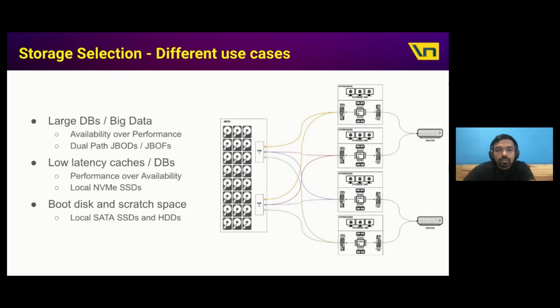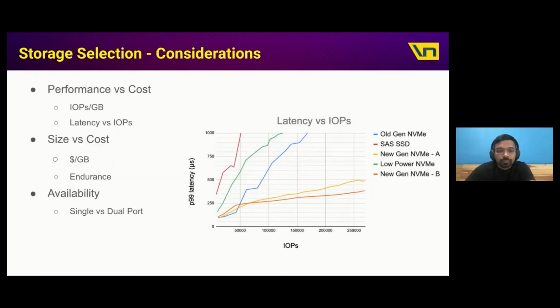The second use case is the low latency database for caches where performance is more important. We use locally attached NVMe SSDs, and it is only about 1% of the total storage. So application level rebuilds or copies can be tolerated during a maintenance. Last is the boot disk and temporary scratch space. Basically, any type of storage will work for this, but we use locally attached SATA SSDs or hard disks to keep the deployment simple and cost down.